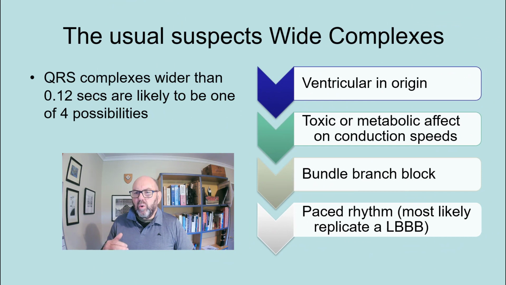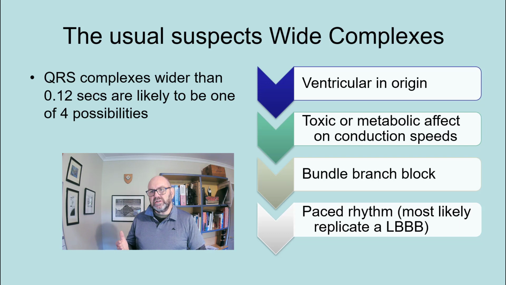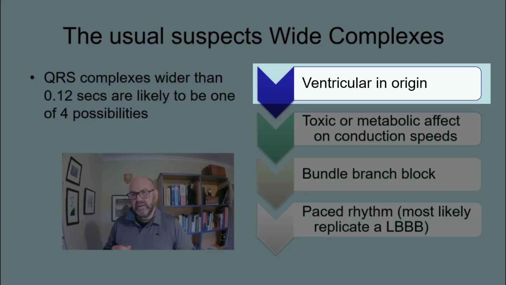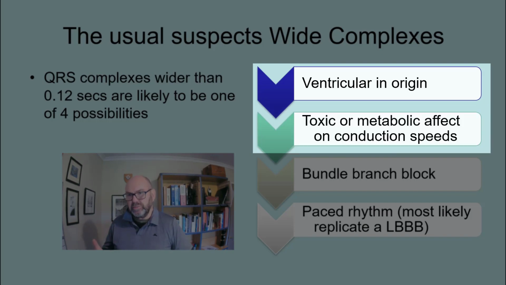Of course, not all wide QRSs are caused by a bundle branch block. Here we have a short list of likely culprits. Essentially, it's a differential list for the cause of wide QRS complexes. The thing we have to exclude on this list is the rhythms of ventricular origin. The next most worrying occurrence is an electrolyte or some other form of metabolic disturbance. These also have worrying outcomes if they're not corrected.